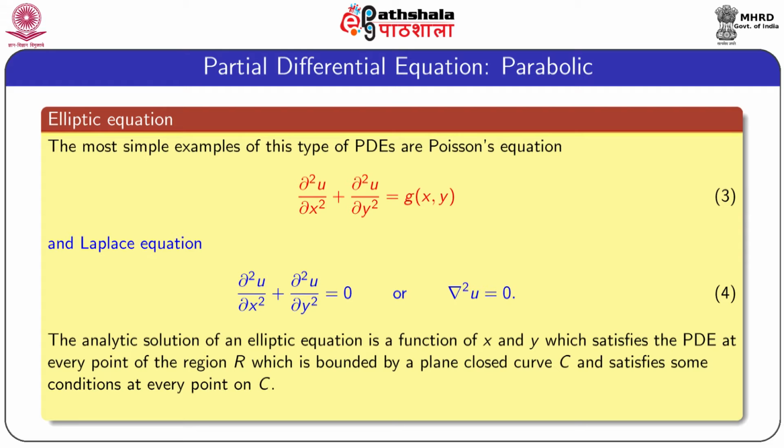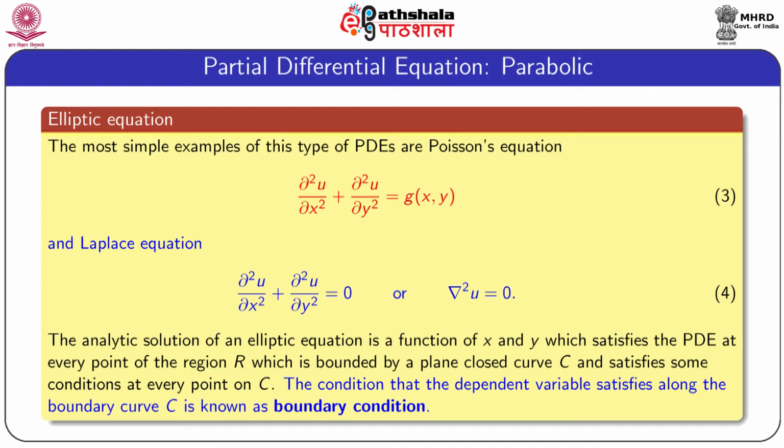The analytic solution of an elliptic equation is a function of x and y. The solution must satisfy the partial differential equation at every point within the region R where the equation is defined, which is bounded by a plane closed curve C. Also, the solution must satisfy some condition at every point on the boundary C. These are the sufficient conditions for a solution of equation 3 or 4. The condition that the dependent variable satisfies along the boundary curve C is known as the boundary condition.